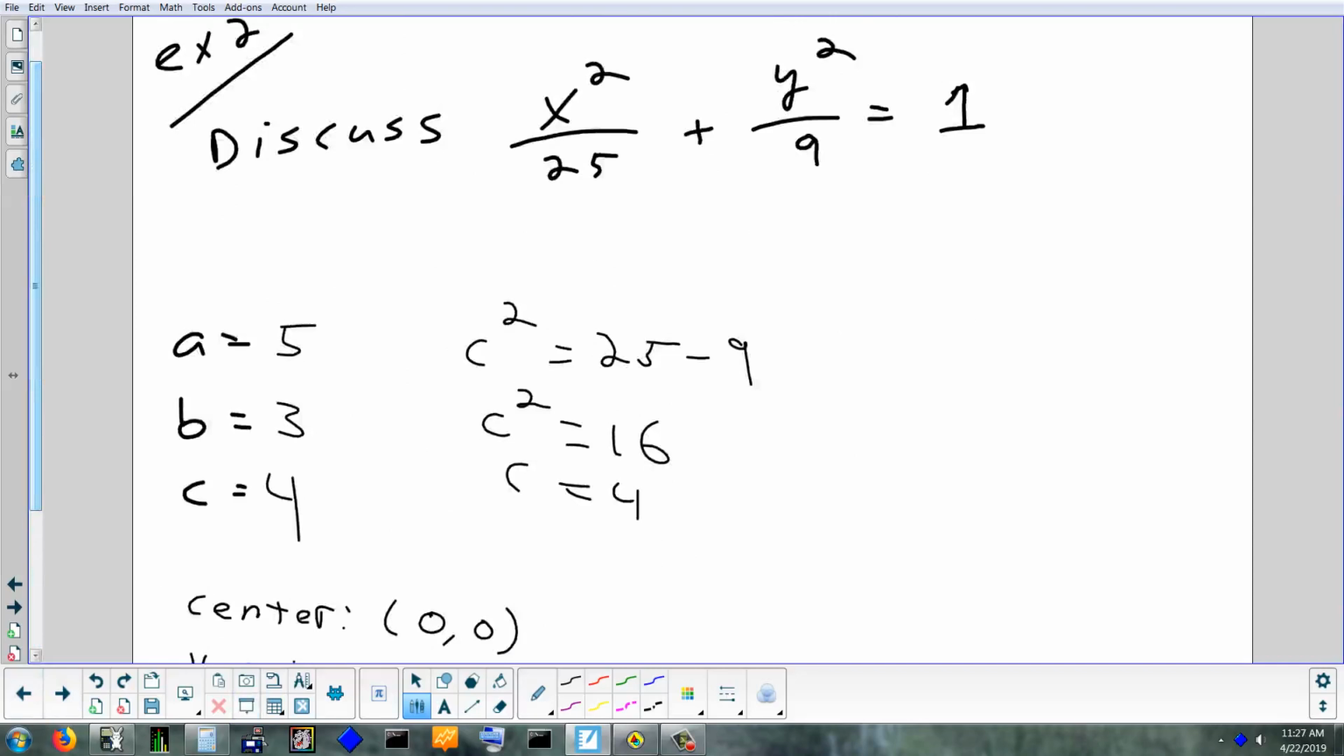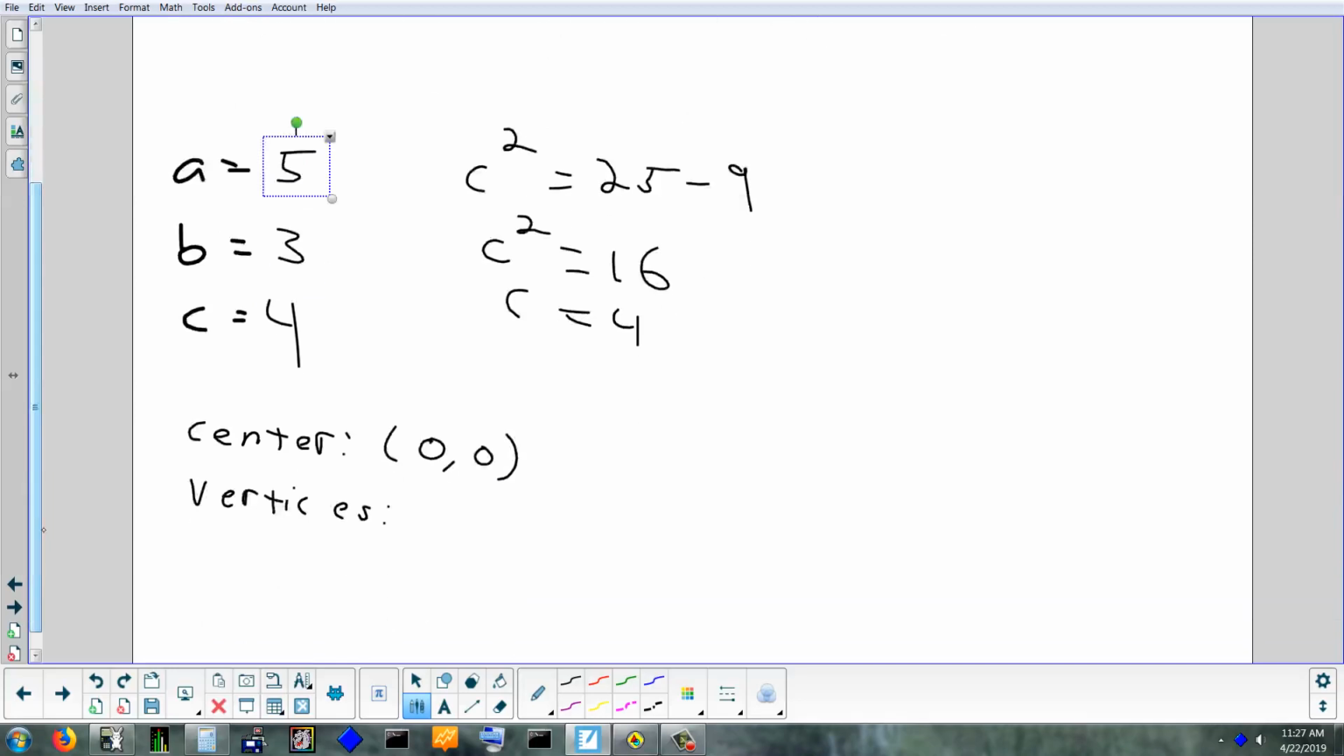Now, technically, you'd have to figure out, well, is this left and right or up and down? We haven't done up and down yet. So everything is left and right for now. So we are 5 units left and right of the center. That's where your vertices are. What's the coordinate 5 units right of the center? Yep. 5, 0. And 5 units left? Negative 5, 0. So what I usually do is just write them like this. There's your vertices.